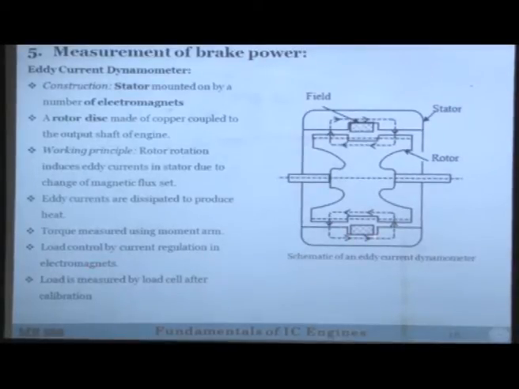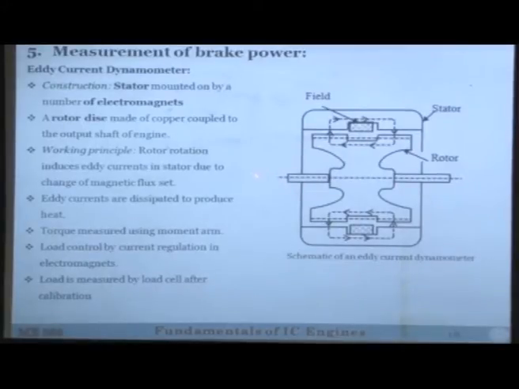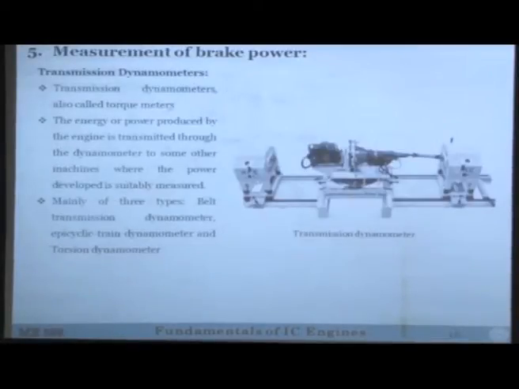So if you increase the current here in the electromagnets, more eddies will be generated, and therefore you will be able to absorb more power that is being produced by the engine, right. So you basically regulate the current that is going into the coils. So load is measured by a load cell after the calibration, and this is how the dynamometer works.